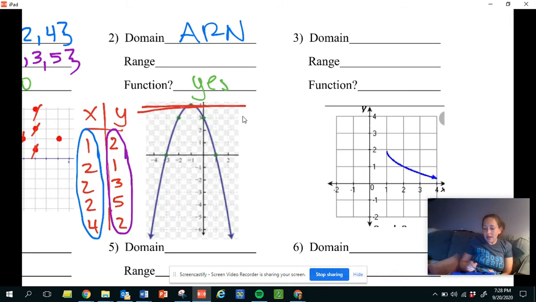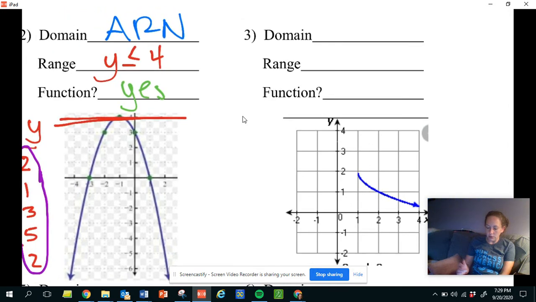So for my y's, because the y-axis goes up and down, there's a boundary at 4. And since all of the points are below 4, I'm going to say that y is less than or equal to 4. So you're just looking for a boundary, and then you're saying is the graph above or below it. Okay.